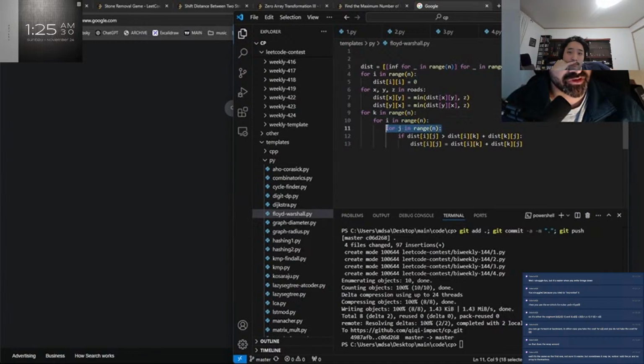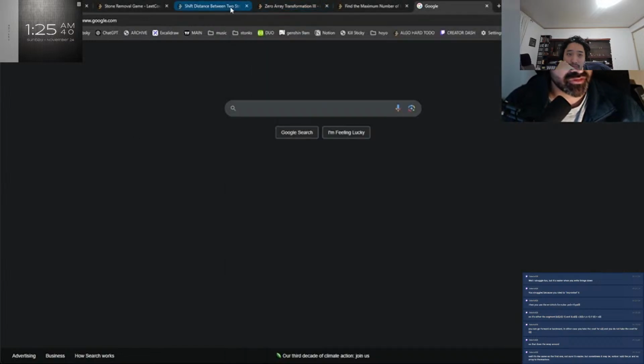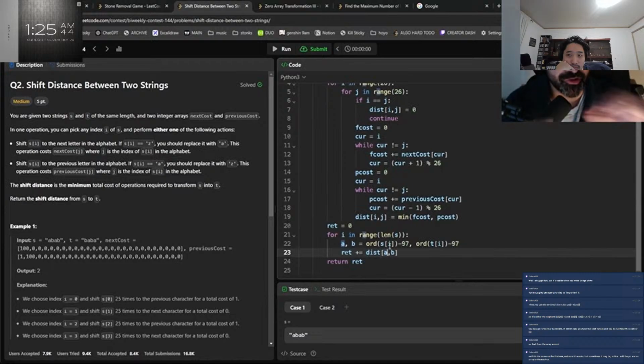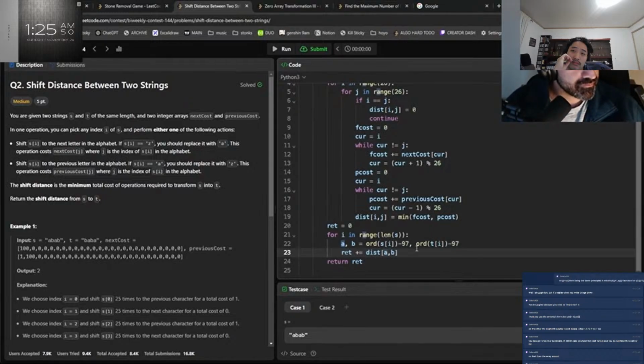For k in range n, for i in range n, for j in range n, you basically apply the triangle inequality n-cubed times. If dist ij is greater than dist ik plus dist kj, then set it equal. I don't know, they call it relaxing edges or something. This is for a graph. Oh, this is a graph. Bobby Blue, you've got to recognize that this represents this. It is a graph where the nodes are 0 through 25 or A through Z, and to get from one character to the next, you need to find a graph distance.